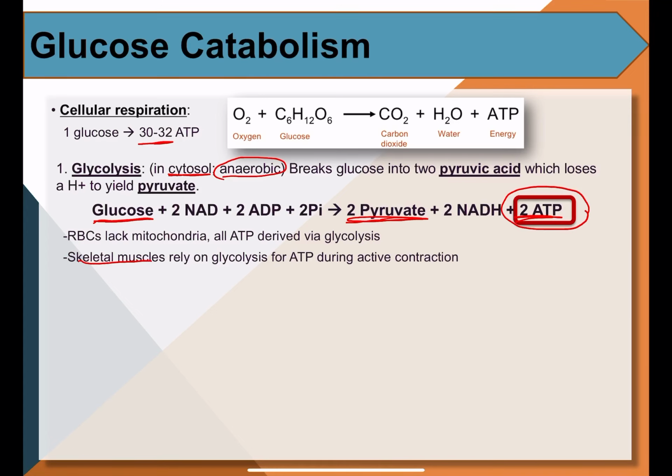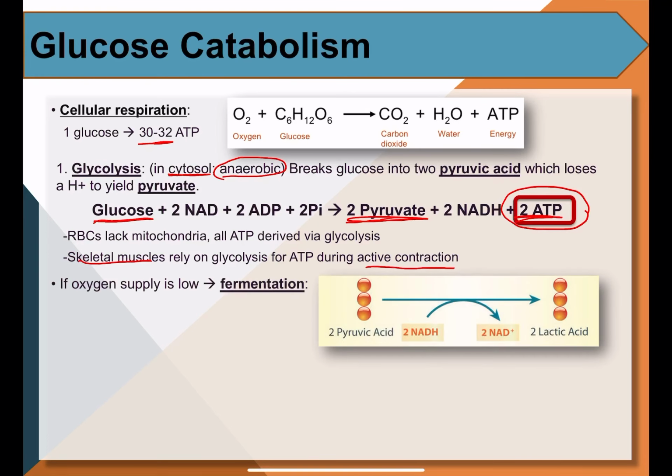Skeletal muscles will rely on glycolysis only for energy during active contraction, and I'll explain what I mean by that in a bit when we get to fermentation, which is right here. So when oxygen supply is low, we cannot go on to the Krebs cycle and electron transport chain because the last step of the electron transport chain relies on having an oxygen molecule as the final electron acceptor. So when you are in anaerobic conditions and you don't have oxygen, your electron transport chain can stop running.